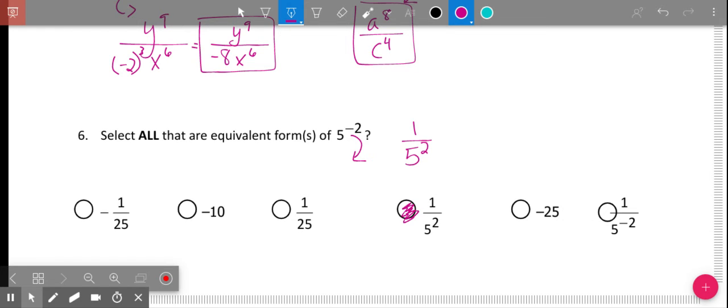I can simplify this a little bit more, though. It becomes 1 over 5 squared, which gives me 25. So 1 over 25 is also an option. None of these other ones are options because, guys, just because it has a negative exponent does not mean it gives me a negative answer. So the negative 1 over 25, the negative 10, and the negative 25, those are not options because just because your exponent is negative does not mean it gives you a negative answer.